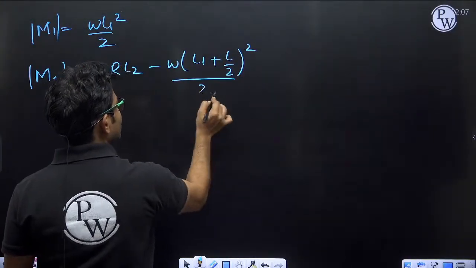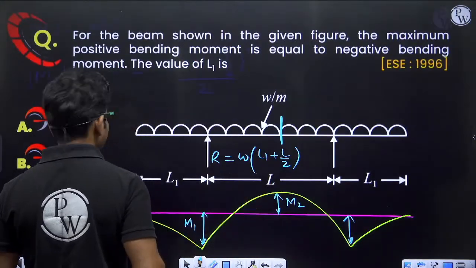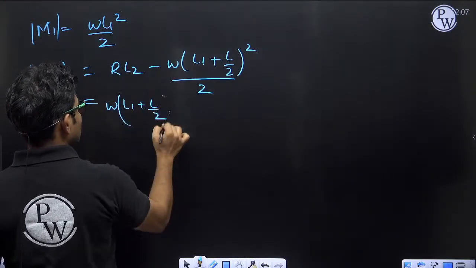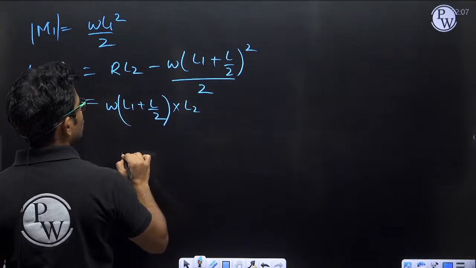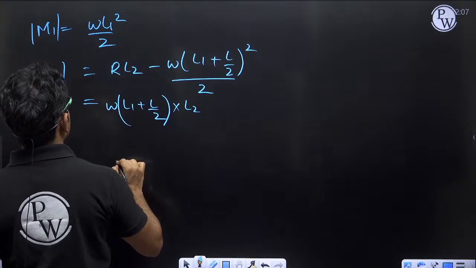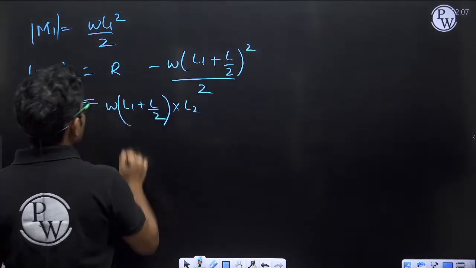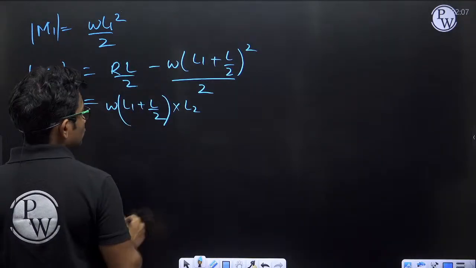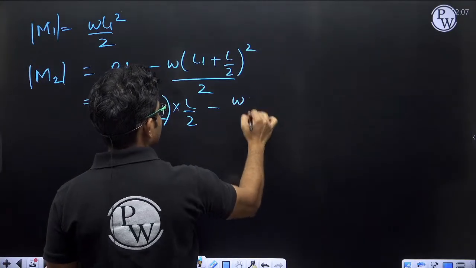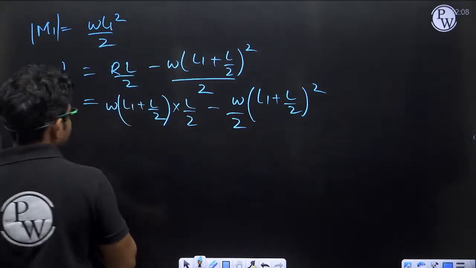whole square by 2. What is the value of R? The support reaction R is W into (L1 plus L by 2). So W into (L1 plus L by 2) into L by 2, R into L by 2, minus W into (L1 plus L by 2) whole square by 2.